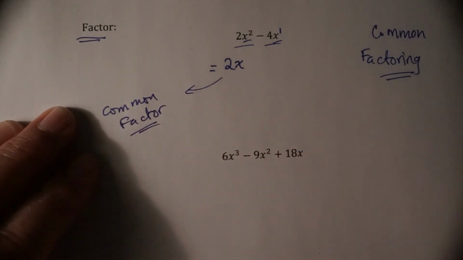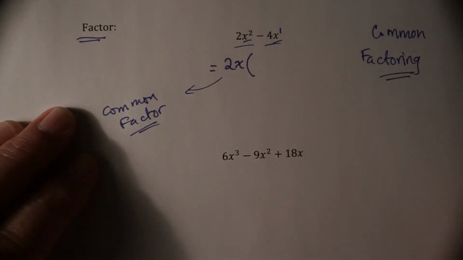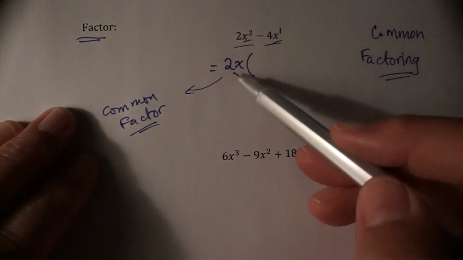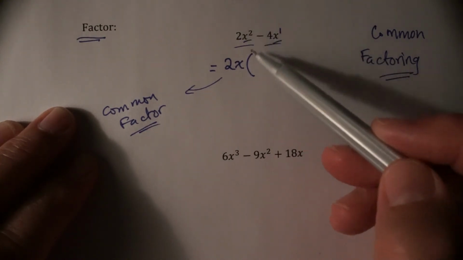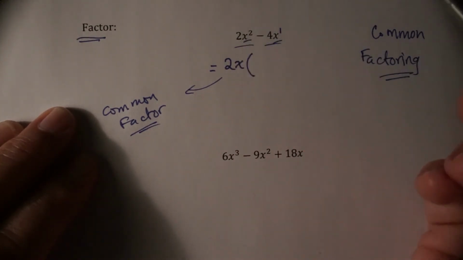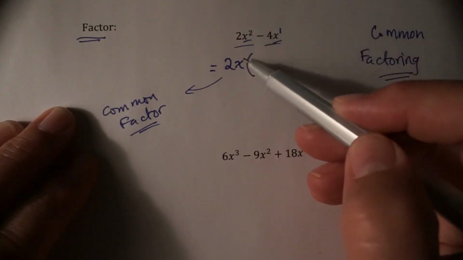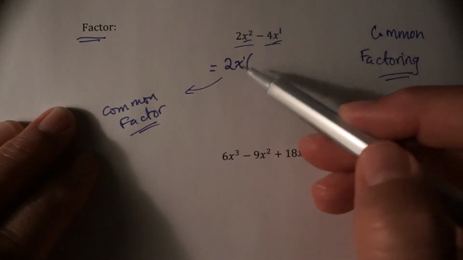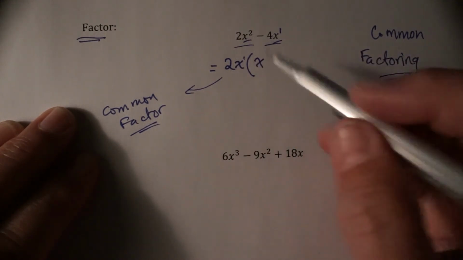That's what I'm going to divide this expression by. So I'm going to put a bracket, and now I'm going to divide each term by that common factor, because I know it'll divide evenly. 2x squared divided by 2x. So 2 divided by 2, I get 1. I can put the 1, but I don't really need to. x squared divided by x to the 1. Remember, we subtract exponents, and we just get x.